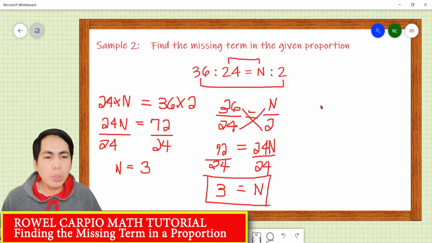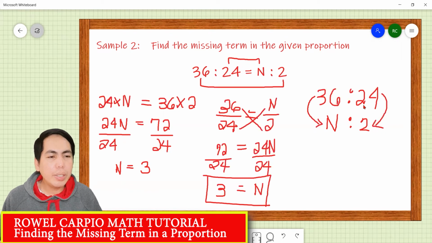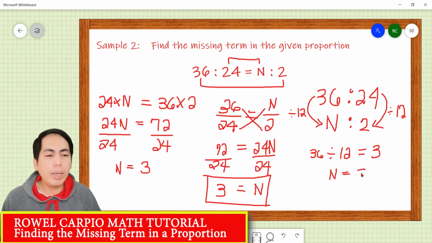Now, if we are using the shortcut method, we can write it this way. 36 is to 24, while you have n is to 2. Since the missing term is at the top, we have to move from bottom to top. So we will start with 24 and 2. We have to think of a number to divide 24 by to give us 2, and that number is 12. We also have to divide 36 by 12. So 36 divided by 12 will give us 3. So therefore, the value of n is 3.